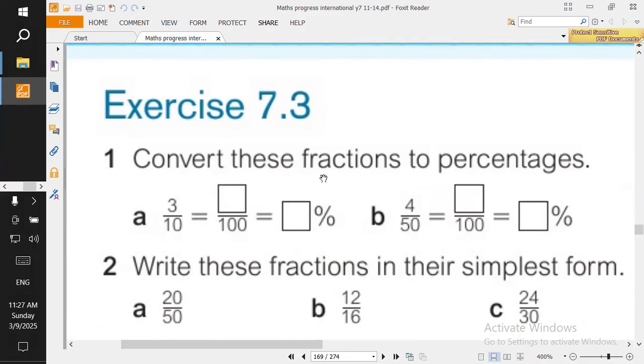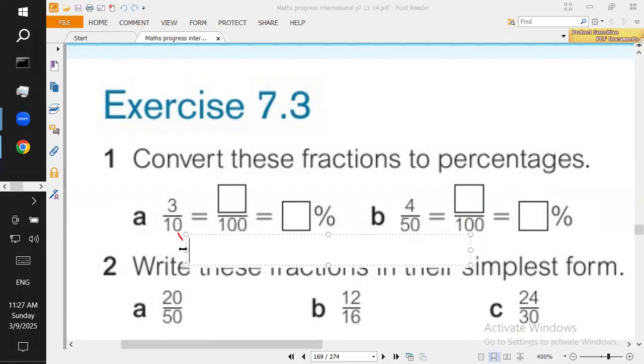Now, you need to know that every percentage is out of 100. So first thing you have to do is turn the fraction into a fraction out of 100. So let's talk about the first one here. Now, first, the 10, we need to make it 100. So we do this by multiplying by 10. Very good. So we multiply by 10 here to make this 100.